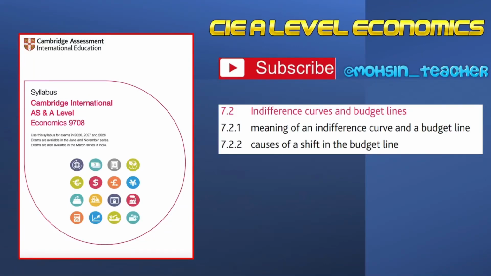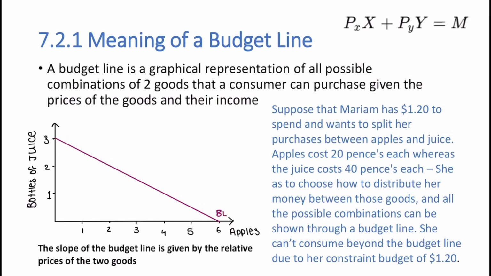In this CIE A-Level Economics video, we'll be going through indifference curves and budget lines. Specifically, 7.2.1, the meaning of an indifference curve and a budget line, and 7.2.2, the causes of a shift in the budget line. To get started, what is the meaning of a budget line?